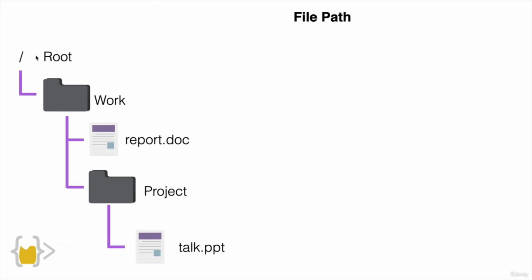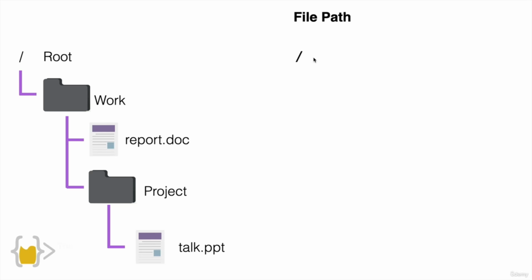Inside our root folder, our Macintosh HD or our C drive, we have a folder called work. Inside that folder, I've got a report Word document as well as a project folder. And then inside that project folder, there's a PowerPoint called talk. Now, if we think about the file paths for each of these things, this is what they might look like.